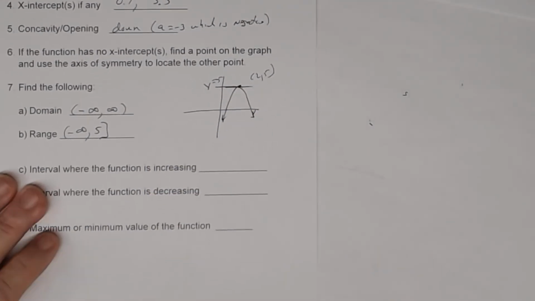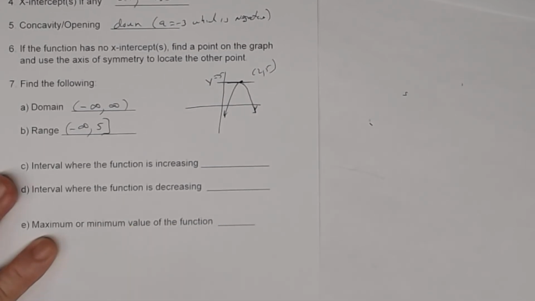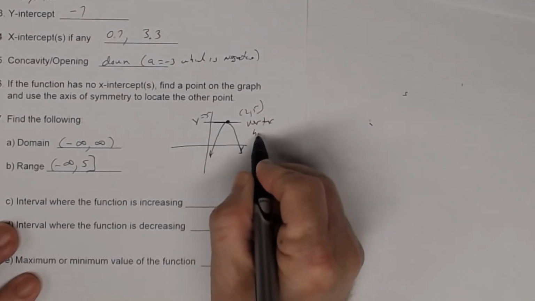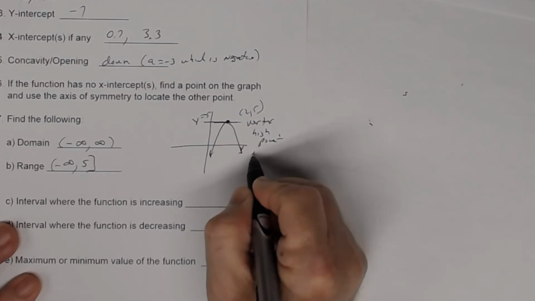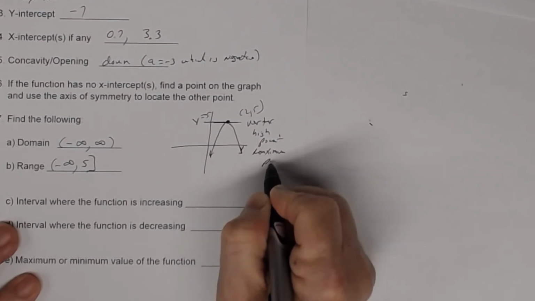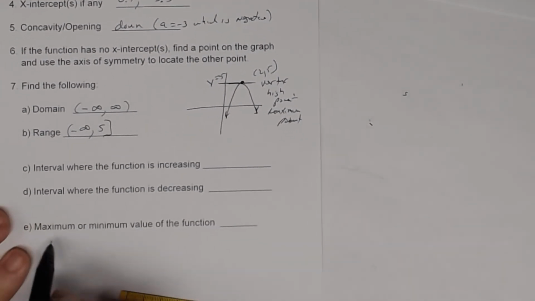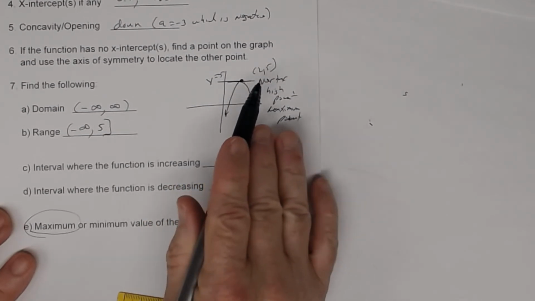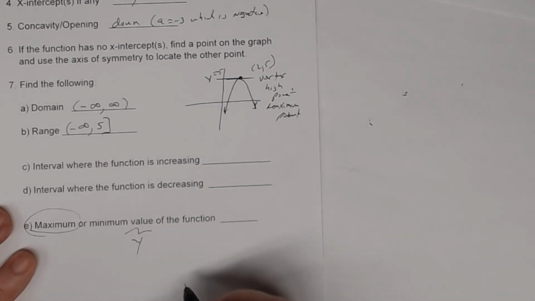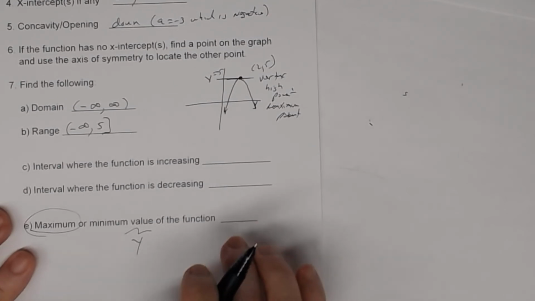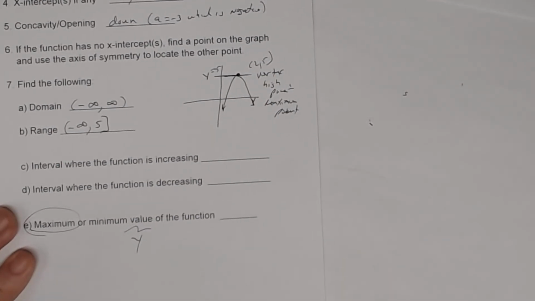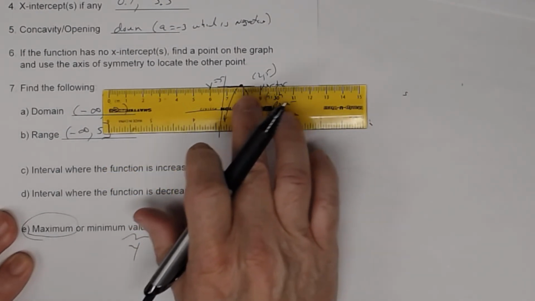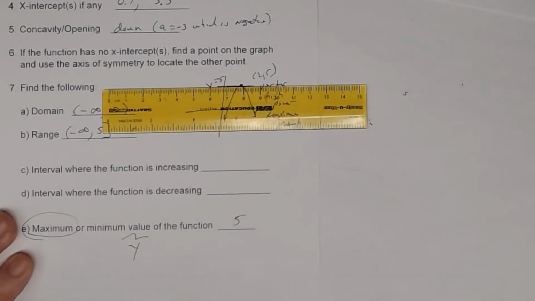Now the maximum or minimum is the next one that's easy to find. Notice that this vertex is a high point, so that's a maximum point, correct? When I ask you for the maximum value, I'm asking for that y value. So make sure you tell me the y value. Don't put the point here. Tell me the y value. So my y value is 5. My range goes from negative infinity all the way to the largest y value of 5. And so 5 goes here.